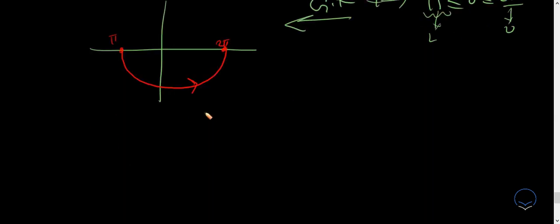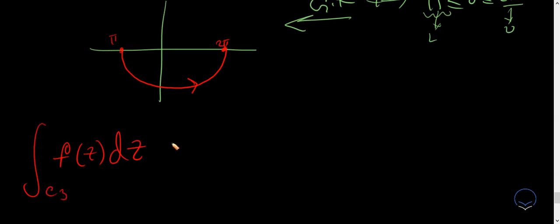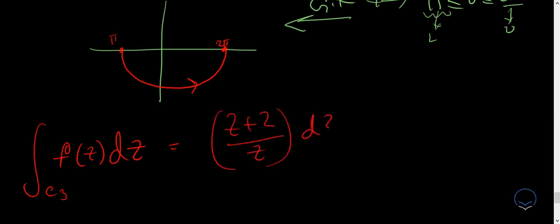So now what you want to do is consider an integral of f of z dz, and this is not a closed contour, so I'm not putting the closed sign over here. Let's call this contour C3, and f of z is given by z plus 2 divided by z, dz over this C3 contour.